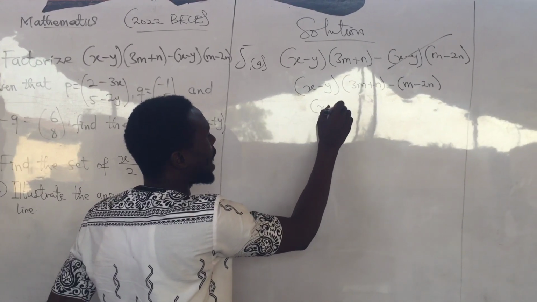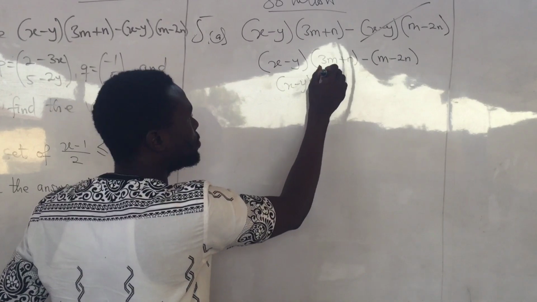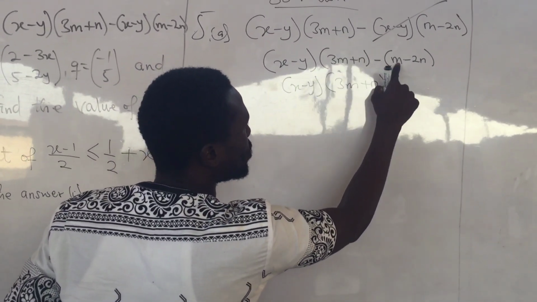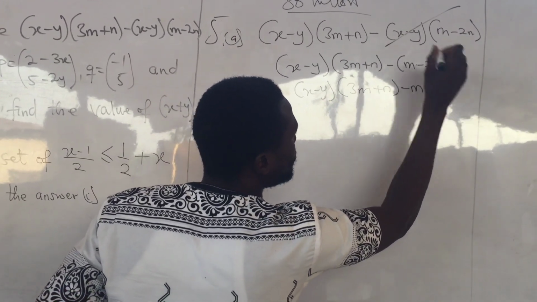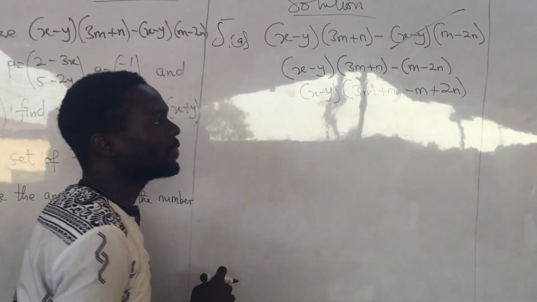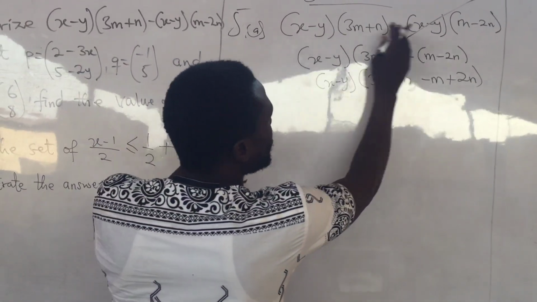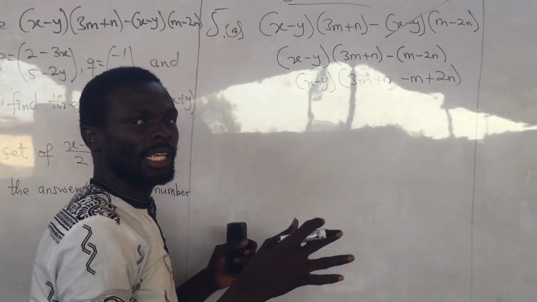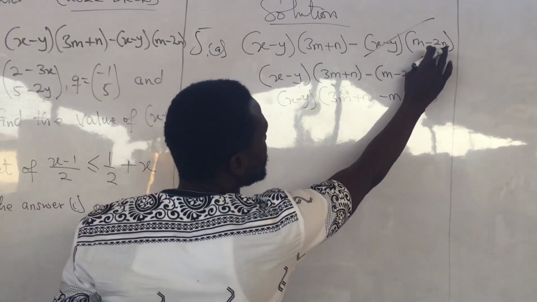So we have x minus y, bracket of 3m plus n, bracket. This multiplies this, you have negative m. This multiplies this, you have positive 2n. So we can therefore take off this bracket to have this in a bracket. We are factorizing. So since this and this are equal, we are going to get rid of one to make the solution easy for us. So we've gotten rid of this one. So now we have this minus this bracket.